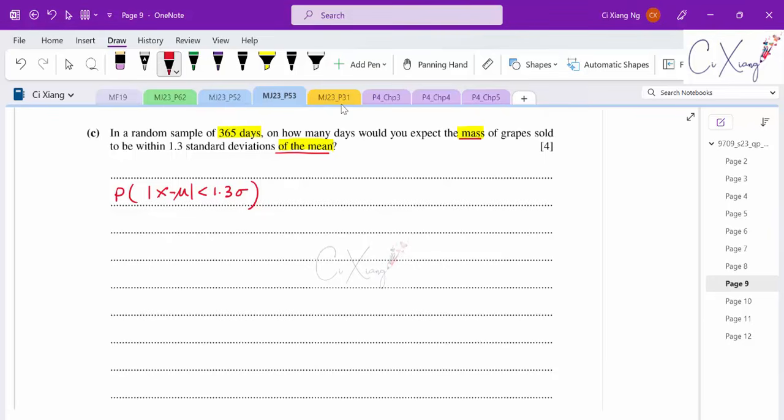So usually I will write it out like this. When we have the modulus sign, if I expand it, I have negative 1.3 sigma, then x minus mu, then 1.3 sigma. I feel that the sigma here is very troublesome for calculating the probability. So what I'm going to do is divide everything by sigma. So negative 1.3 sigma divided by sigma, and the same thing happens for all the parts inside the probability.